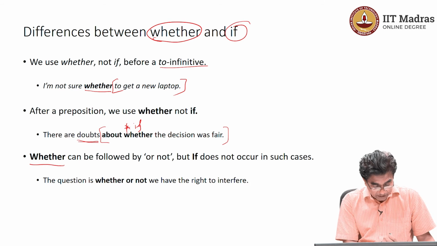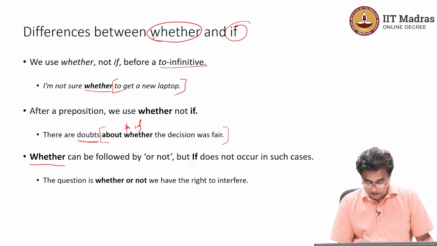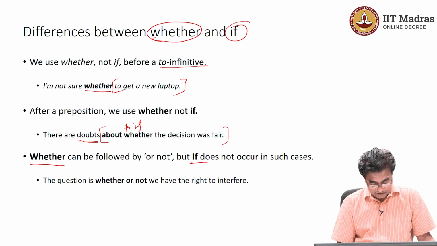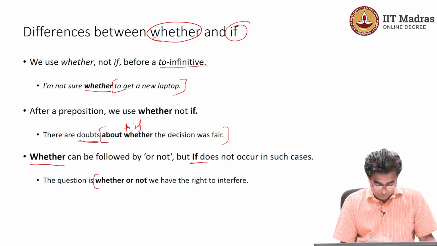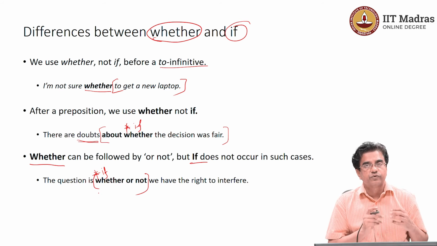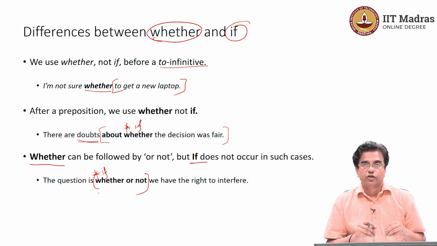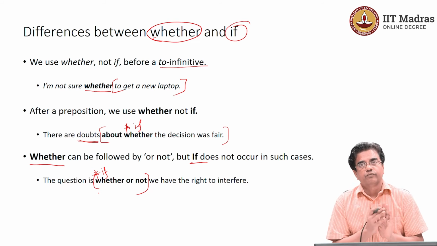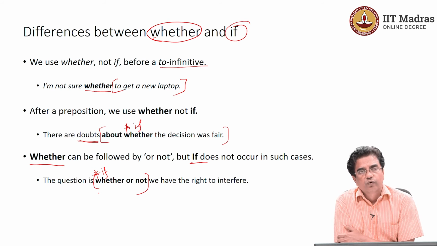The other context where we can use whether and not if is these types of sentences, like the question is whether or not we have the right to interfere. In this kind of situation, whether or not, we can say if or not. So these are a few contexts in which one can be used but not the other. That is, if and whether are both complementizers, but only one of them can be used and not the other.